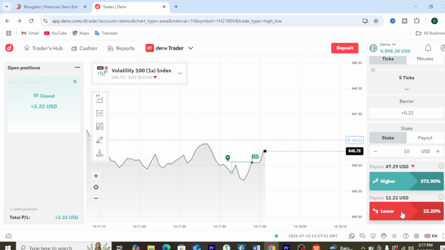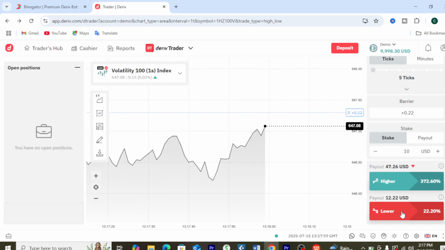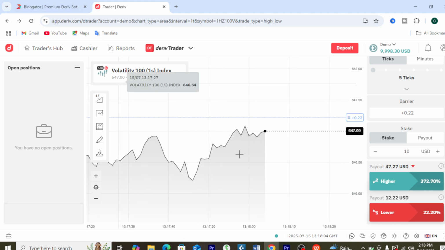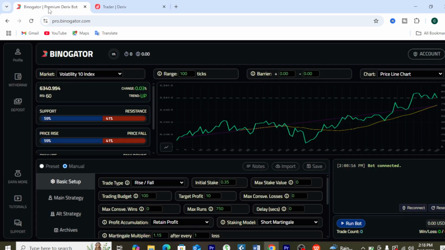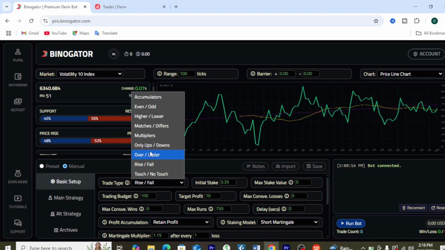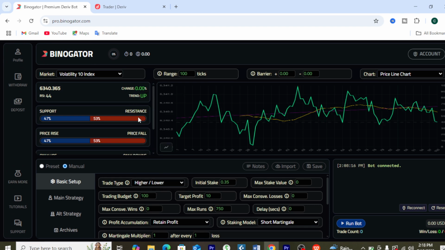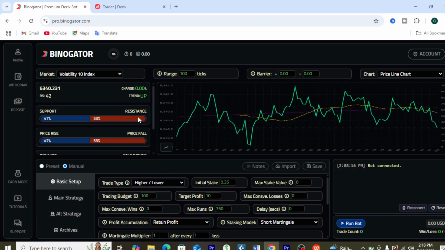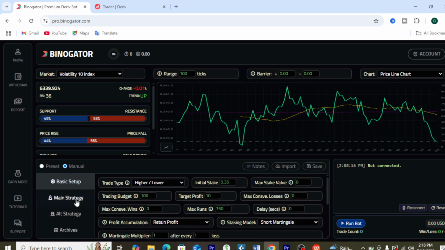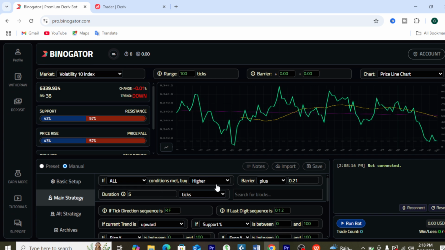So this is essentially the higher lower trade type, and this is how easy it is to trade it. Now let us go over to the Binogator app where we can automate this trade, because that is the goal of this video. So I'm going to click on this and select the higher lower trade type, and then there's a strategy I've been testing out for some days now. I want to use that strategy on the higher lower trade type.